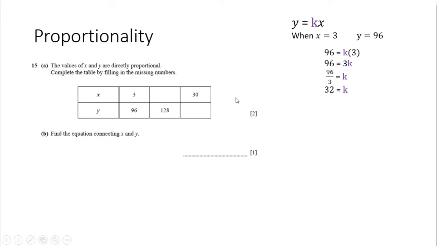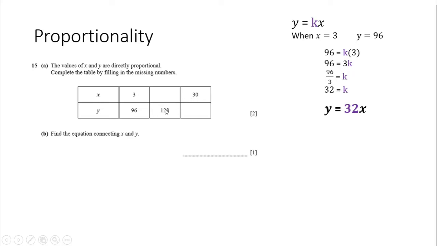Now don't think that we're done here. That's not our answer to this question. That's just helped us to figure out what the constant of proportionality is. So I now know that y is equal to 32 times x. So whatever the x value is, y is 32 times that value. So when the x value is 3, y was 32 times 3, which is 96. So now we can use this formula to work out the x value when we know the y value, or work out the y value when we know the x value.